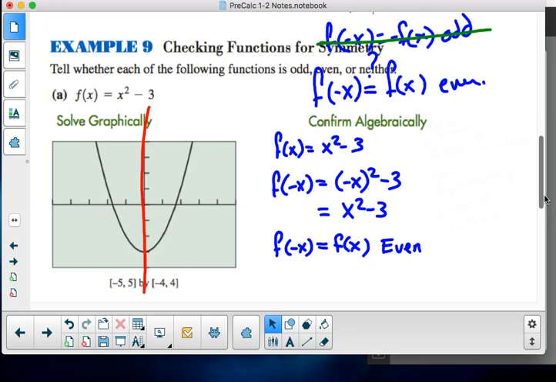Okay, look it over. It's not just getting it down, it's really understanding what's happening with it. Remember, that's an algebraic support for why I can say it's even. Okay, I'm looking for that on your test.